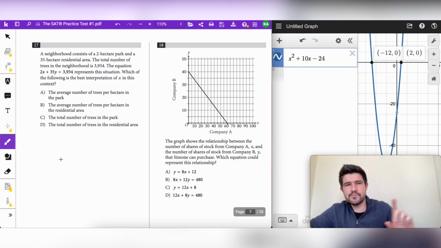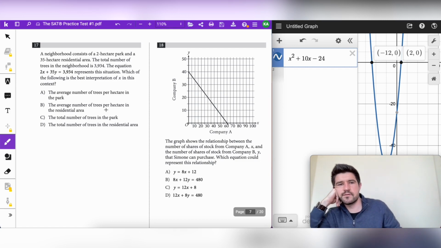So of course, x we know goes with 2, which is the 2-hectare park. And so we know that the answer must have something to do with the park and not the residential area. Again, because x goes with the 2, and they're asking us about the x. So because the 2 goes with the park, hopefully you can see where this is going, it's not going to be anything having to do with the residential area. So cross out B and cross out D.